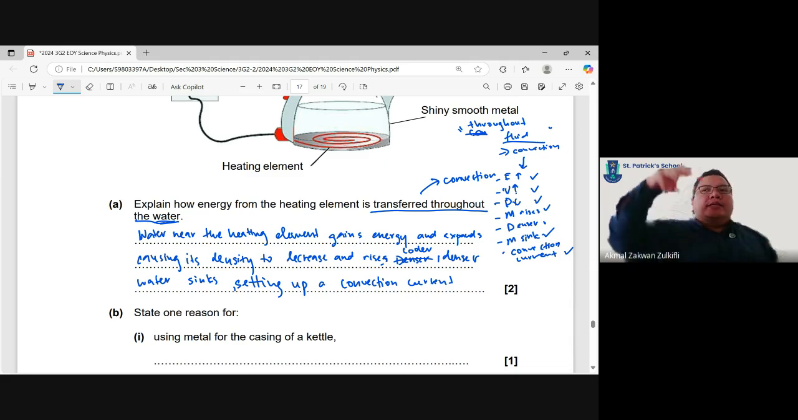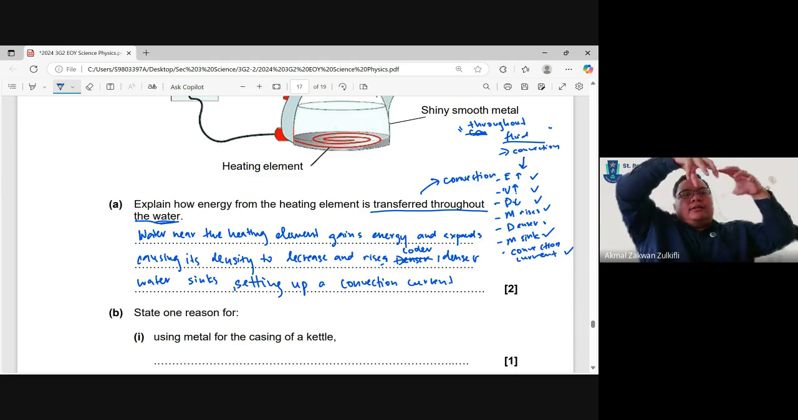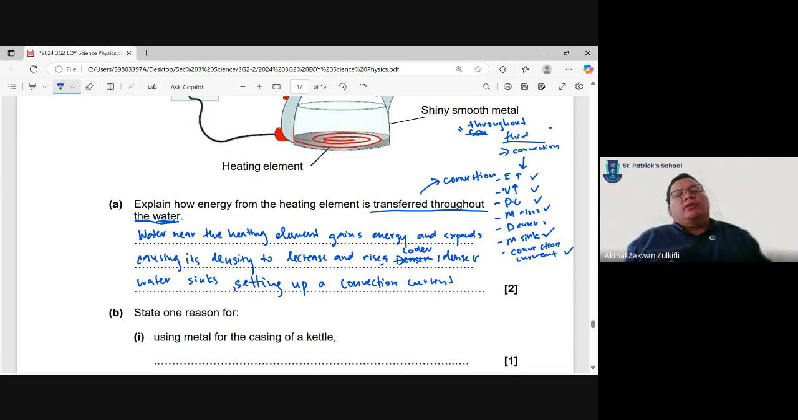So if it is ice instead, for example, they put ice on top, how does it cool the whole liquid down? The water near the ice cools down. So water near the ice loses energy, and therefore it contracts, causing its density to increase and sink.